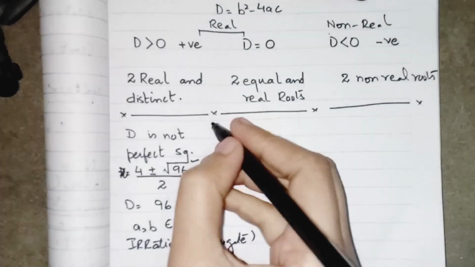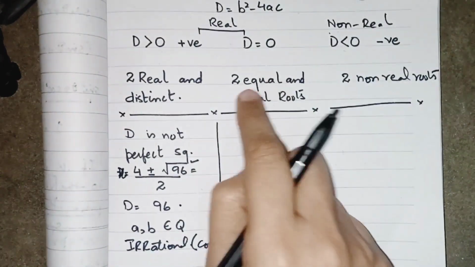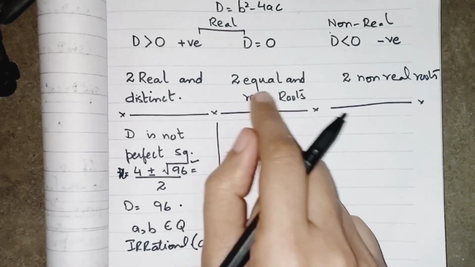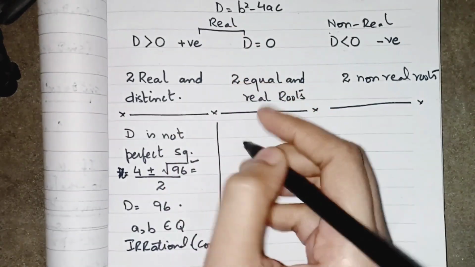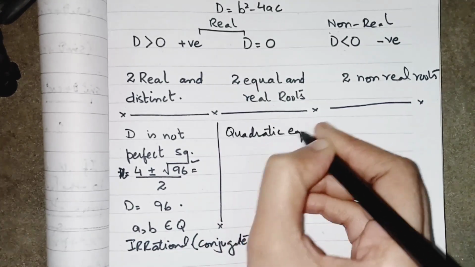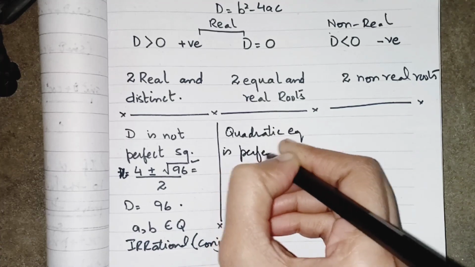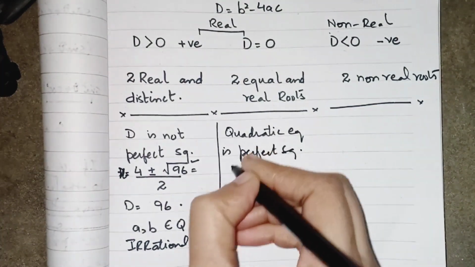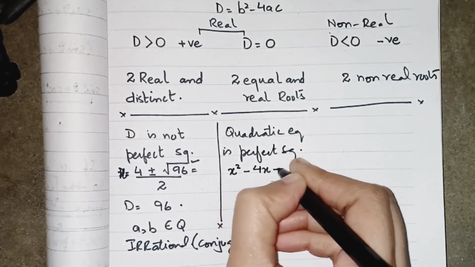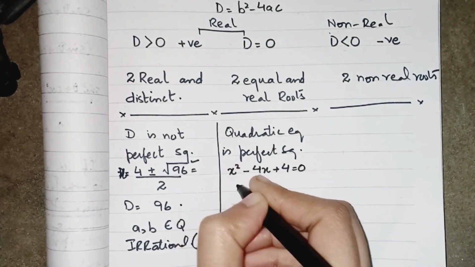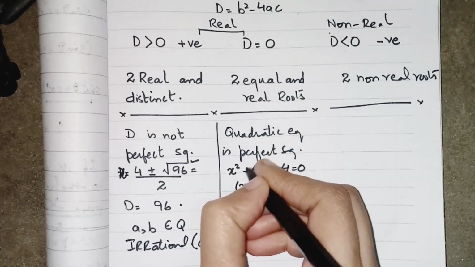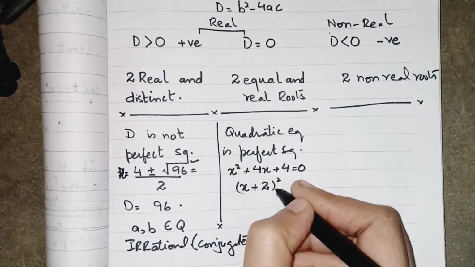Now come to the second one. What does this one tell us? This tells us two equal roots and real roots, which means the answer would be the same. So we can say that if my quadratic equation is a perfect square, for example x square minus 4x plus 4 equals to 0, it will be x minus 2 whole square, which is a perfect square.